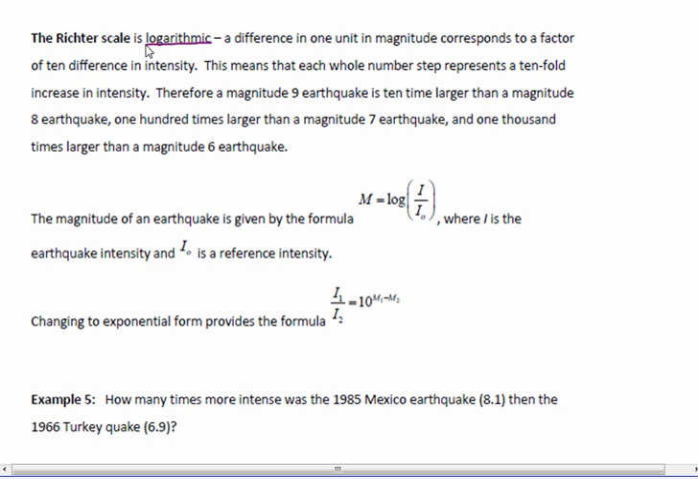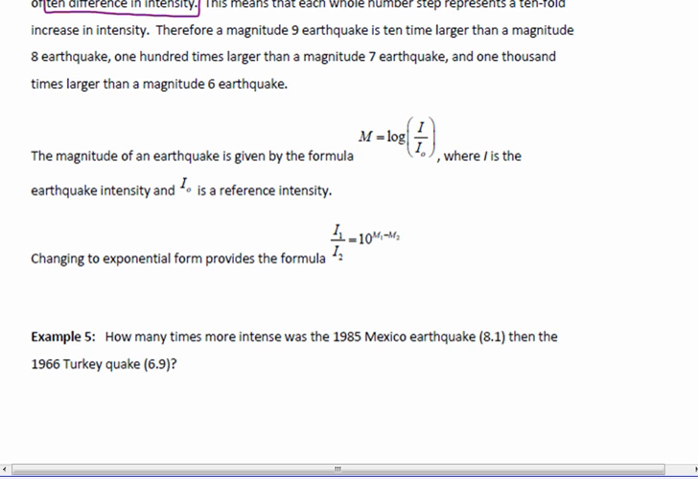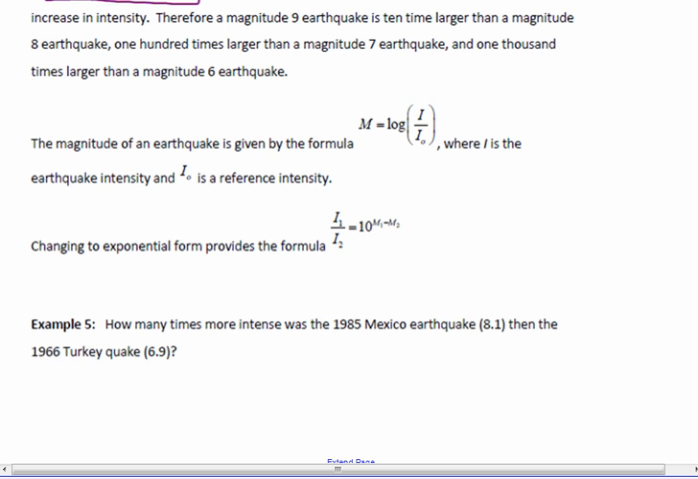Okay, Richter scale is a logarithmic scale. A difference of 1 unit in magnitude corresponds to a factor of 10 difference in intensity. So 10 times difference for each one. This means that each whole number step represents a tenfold increase in intensity. We just talked about that. So here's the formula. The magnitude of an earthquake is given by this formula. So this is its magnitude, where I is the earthquake intensity and I0 is a reference intensity amount. Okay, so how many times more intense? And that's where we're going to get our magnitude. So if we were to change this to an exponential form, what's the base here?